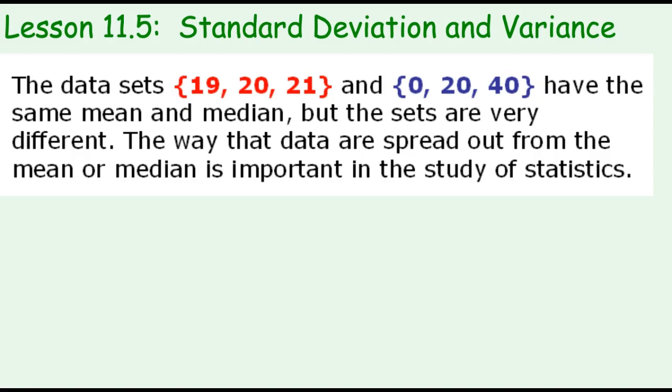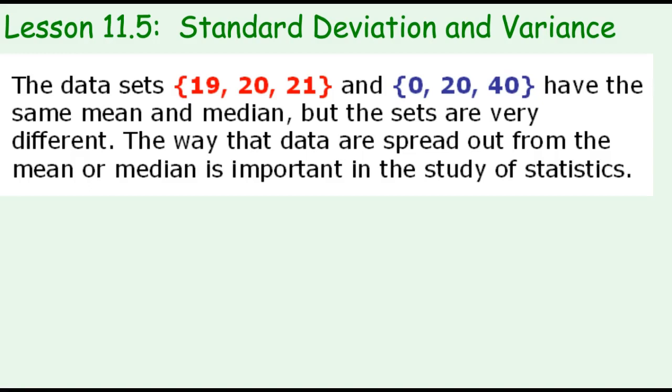All right, so here we go. Today we're going to talk about standard deviation and variance, and what these two things measure is a measure of spread, like how spread out your data set is. So we have a couple of very simple data sets to get an idea of what this means right off the bat. These two data sets: 19, 20, 21, and 0, 20, and 40.